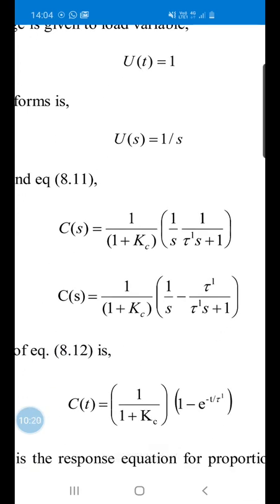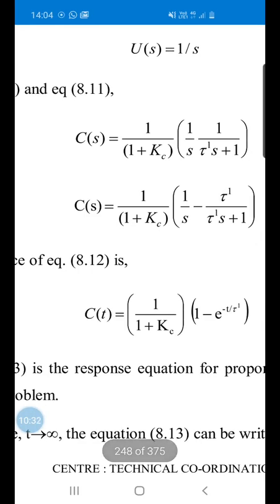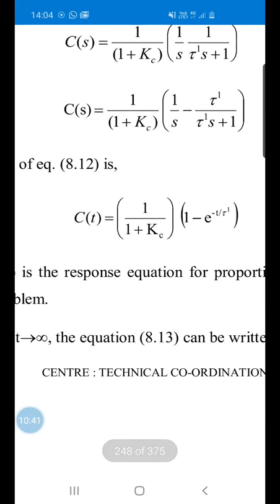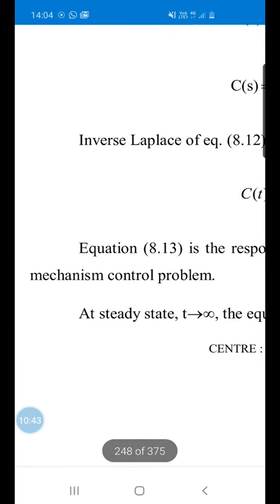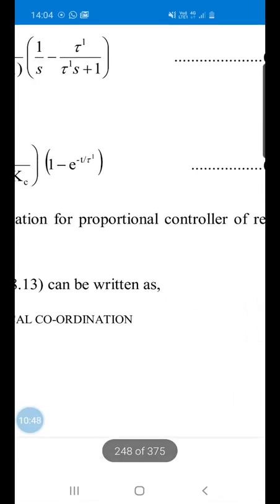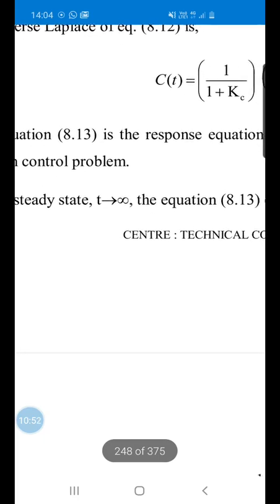So again, c of s becomes equal to 1 upon 1 plus Kc bracket 1 upon s minus tau dash upon tau dash s plus 1, bracket complete. Again, you can take its inverse Laplace. What will be the inverse Laplace? C of t is equal to 1 upon 1 plus Kc into bracket 1 minus e raised to minus t by tau dash. So this equation 8.13 is the response equation for the proportional controller for a regulator mechanism control problem.